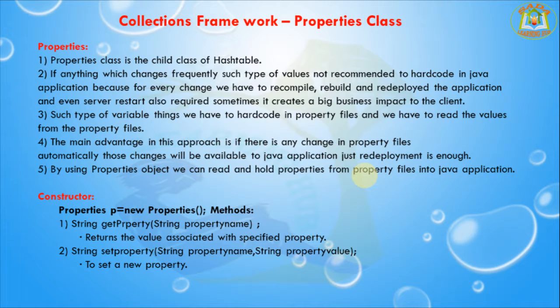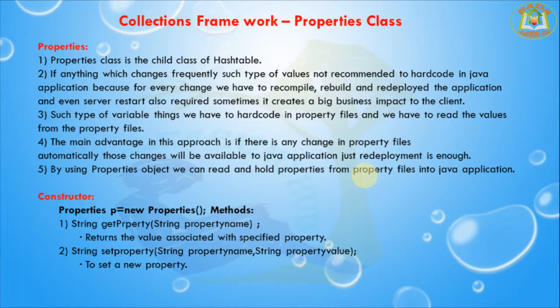The first method is getProperty. The getProperty method takes a string, that is the property name, and returns the value associated with the specified property. The next one is setProperty. It takes two arguments: one is the property name and the other is the property value, to set a new property. The next method is propertyNames. It returns all the names in the properties.